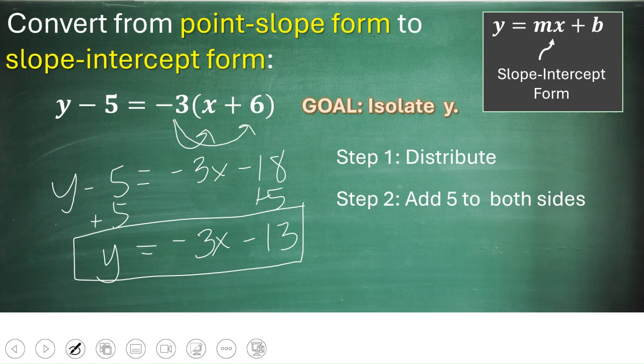-3 is our slope. -13 is our y-intercept. We've moved this from point-slope form to slope-intercept form.